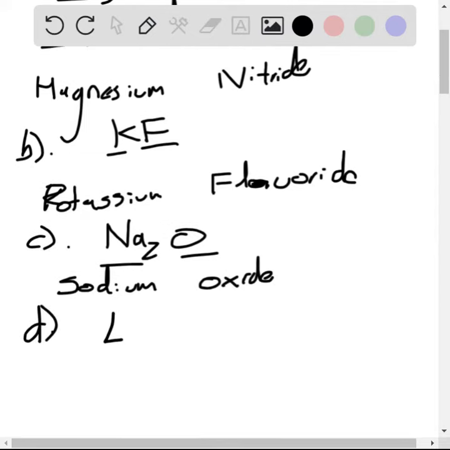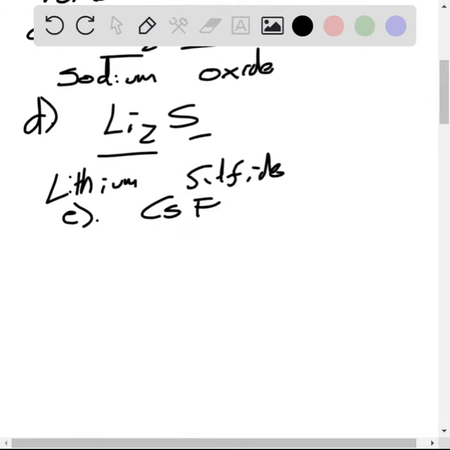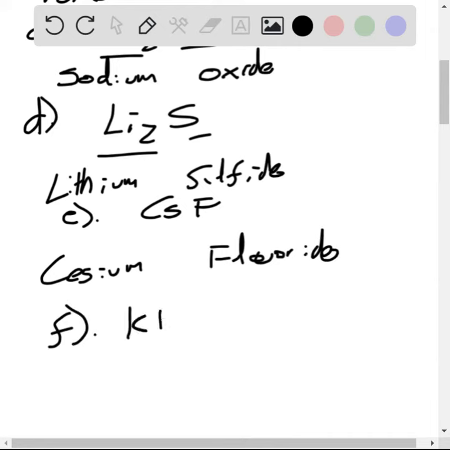In our part D, we have Li2S. So these are all implied, so lithium sulfide. In part E, we have CsF, so Cs is cesium. So we would have cesium fluoride. In our last part, we have KI, so we would have potassium iodide. And this gives our final answers.